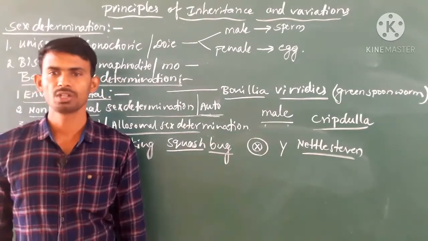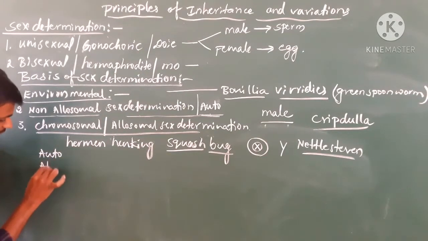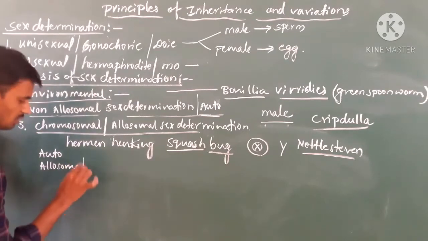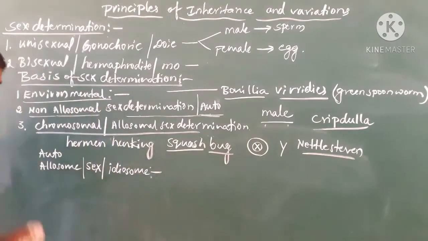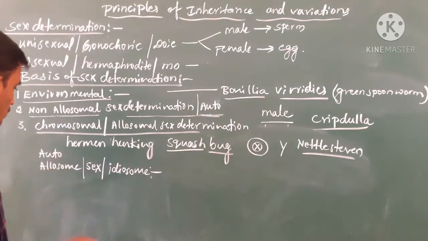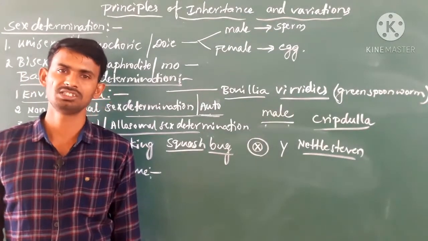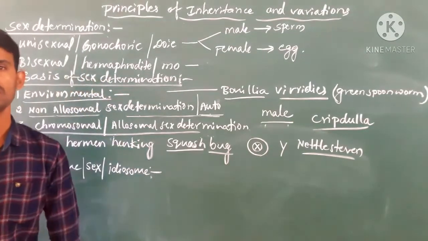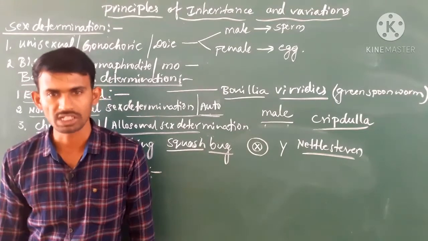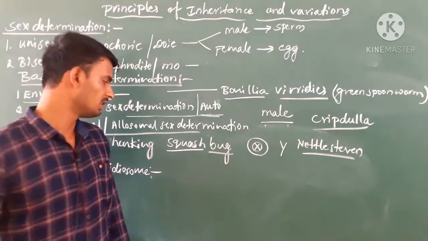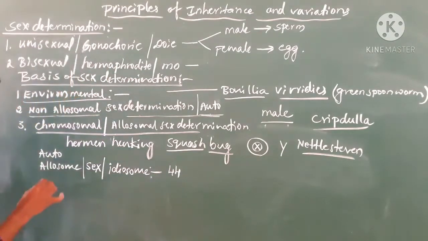In humans and other species, basically two types of chromosomes are present. One is the autosomes, and another is the allosomes. The allosomes are also known as sex chromosomes, or idiosomes. The autosomes are chromosomes that are not involved in the determination of sex, that is, they are not the deciding factor of sex. These chromosomes contain only the genes which determine the somatic characters of an organism. For example, in humans, out of the 46 chromosomes, 44 are autosomes.